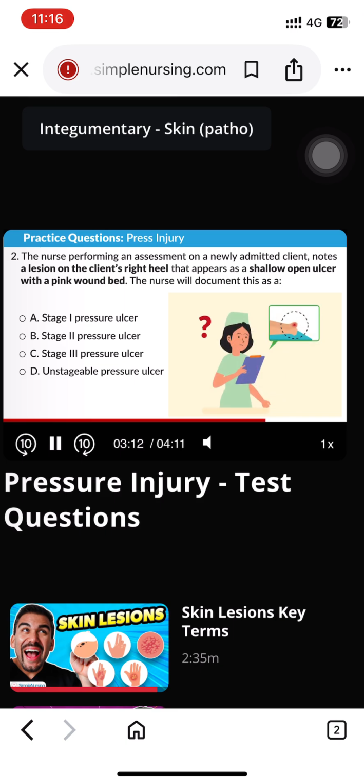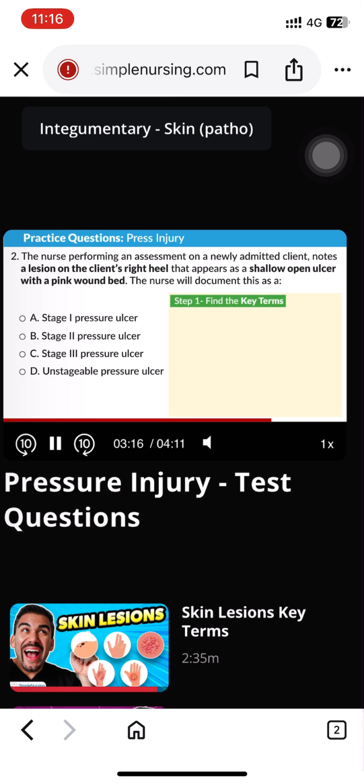All right, let's break this question down, following the question breakdown strategy. So number 1, first look at the key terms in the question. The question states lesion on the right heel, shallow opening, the big key term is open, with a pink wound bed. So think of a few things you know about those key terms.